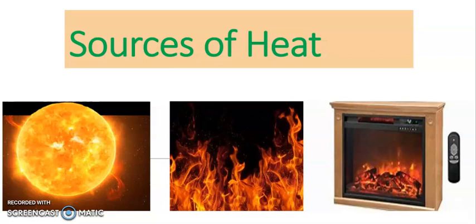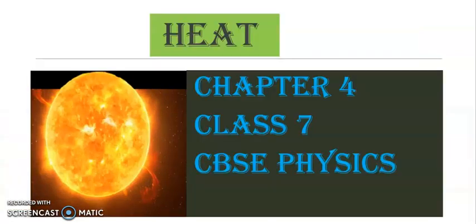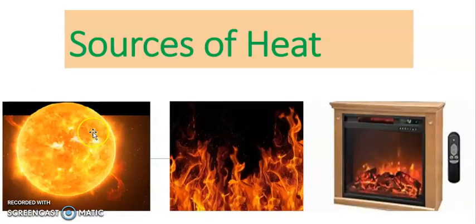Today we are going to present Class 7 Science Chapter 4, Heat. Main sources of heat. You all know the main source of heat. When you think about heat, you always remember the sun, is it? So the main sources of heat are the sun, fire, and a man-made source of heat is electric heat. From these sources, we get heat energy.